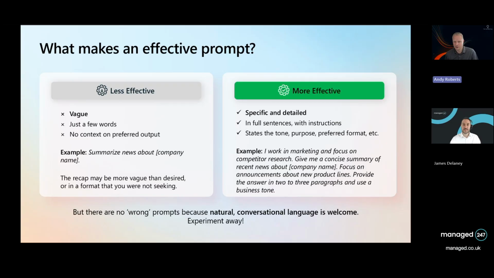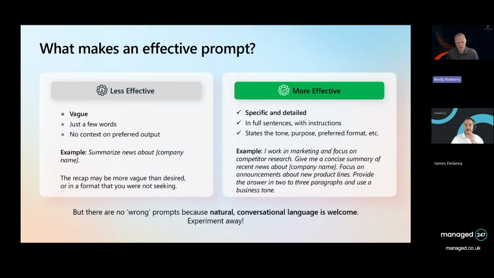And the more effective prompts are the ones that are a bit more detailed. You may be writing full sentences, giving Copilot a bit more instruction about what it is you're trying to do and the information you're trying to get out. Give it some information about the tone, the purpose, the preferred format, those different sorts of things. So there are lots of different guidelines that you can find about prompting.